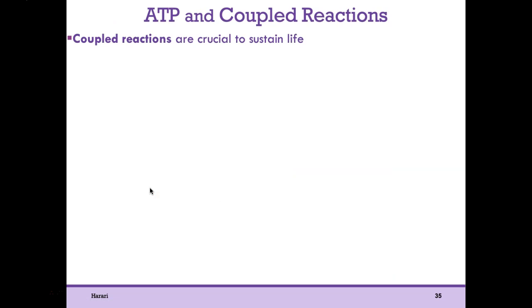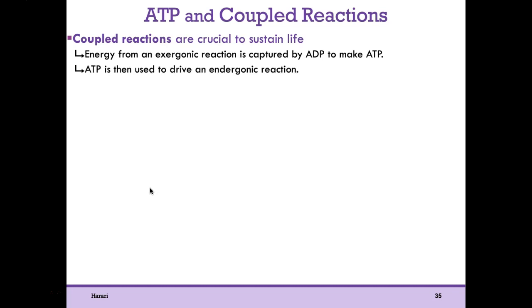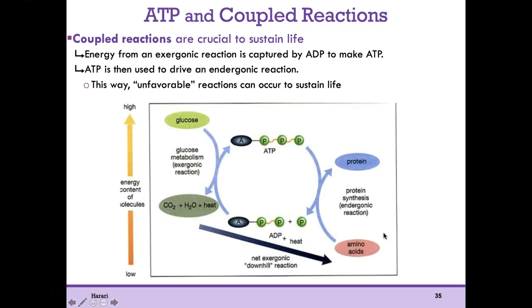So coupled reactions are very important to understand. So coupled reactions, like their name implies, are simultaneous reactions in which one provides the energy that drives the other. So what this is saying is that energy from an exergonic reaction can be captured by ADP to make ATP. And that ATP can then be used to drive an endergonic reaction. Again, this is a little tricky, but this is what I was showing before with that image of, right, how we need to get more energy to power reactions. So this is how we get unfavorable reactions to occur. Let me explain.